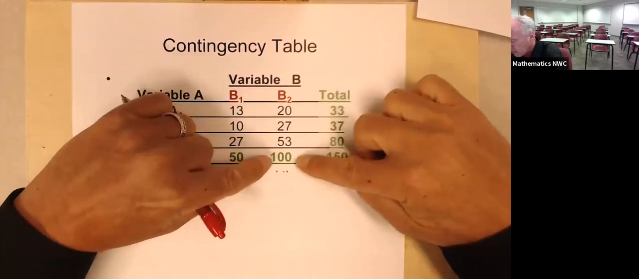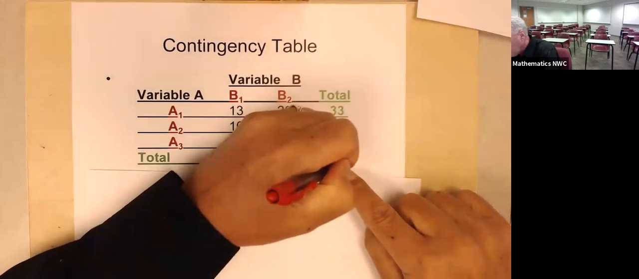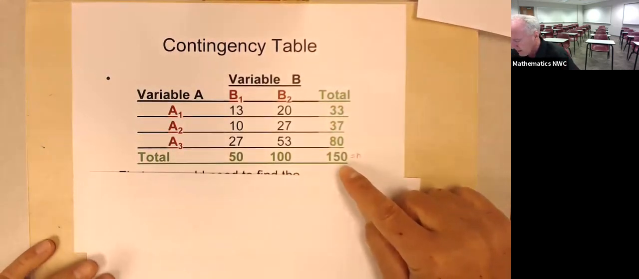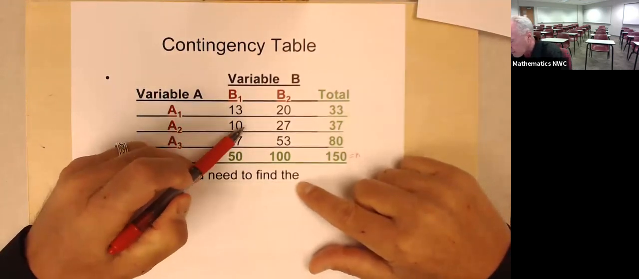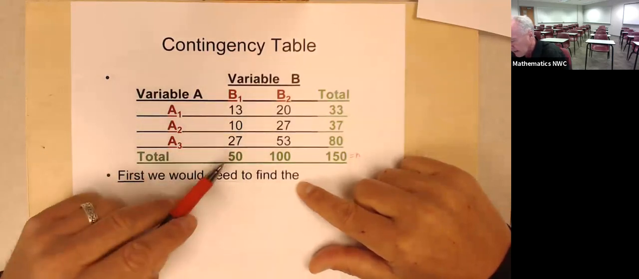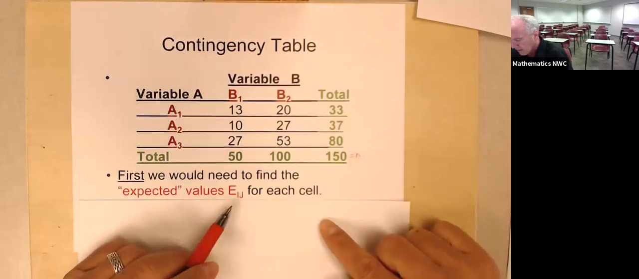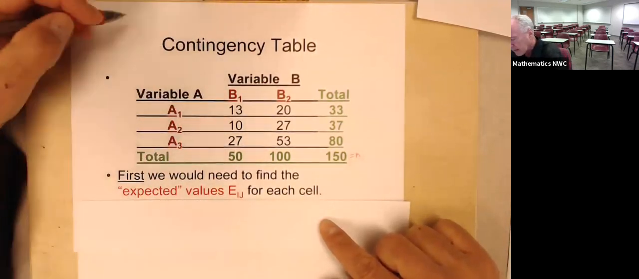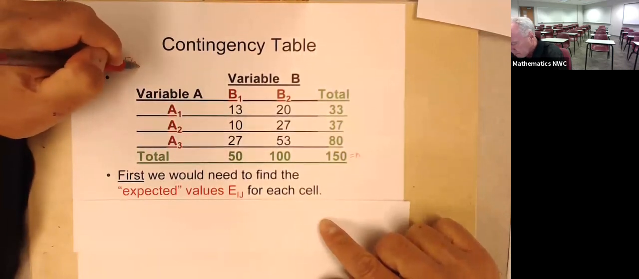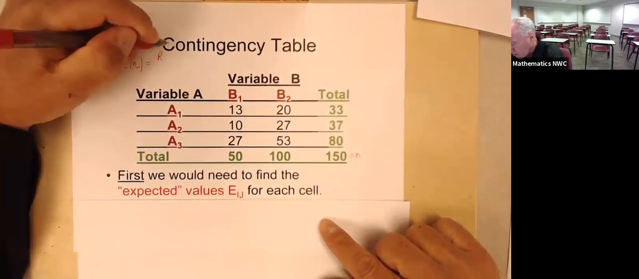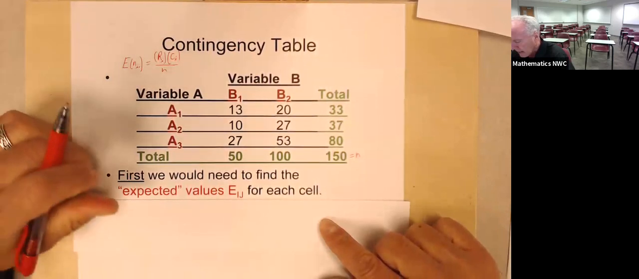Total 50, total 100, total 33, total 37, and here is 150, right? So one of the first things we would need to do is to find the expected count of these 6 cells. Okay, not the totals, just the 6 cells. Remember that expected count for each of those. Recall that expected count was the row total times the column total divided by n.